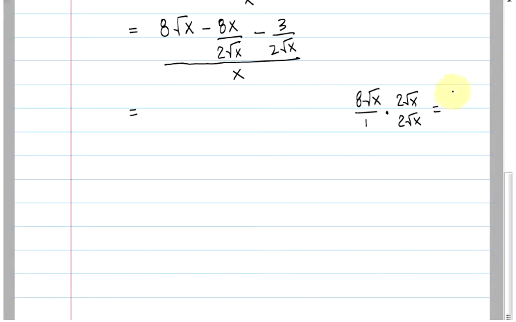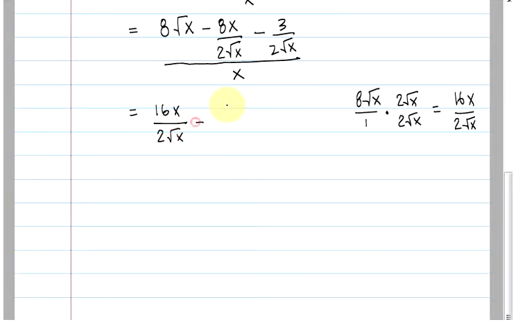So when we do that, we end up with 16x in the numerator. The square root of x times the square root of x is equal to x. And in the denominator, we are left with 2 square root of x, which is exactly what we wanted. Now, let's go back here to the problem and see how this is going to help us. So that first term, we will now write as 16x over 2 square root of x.